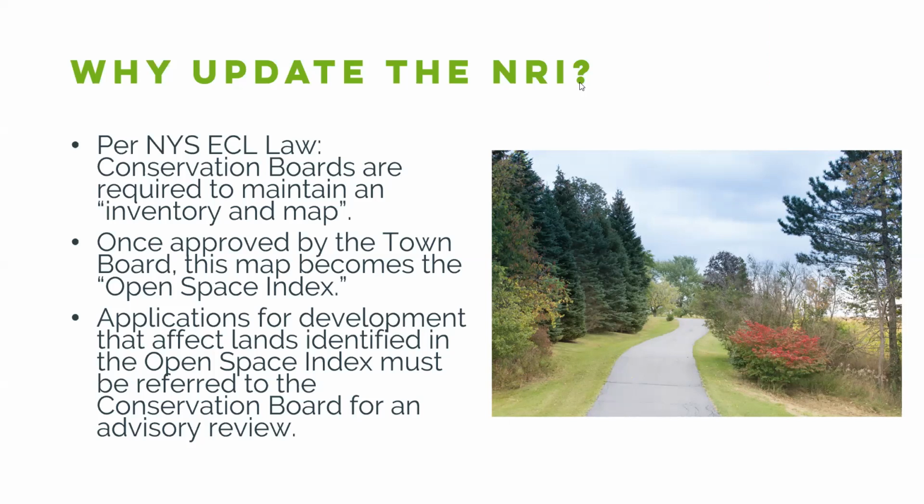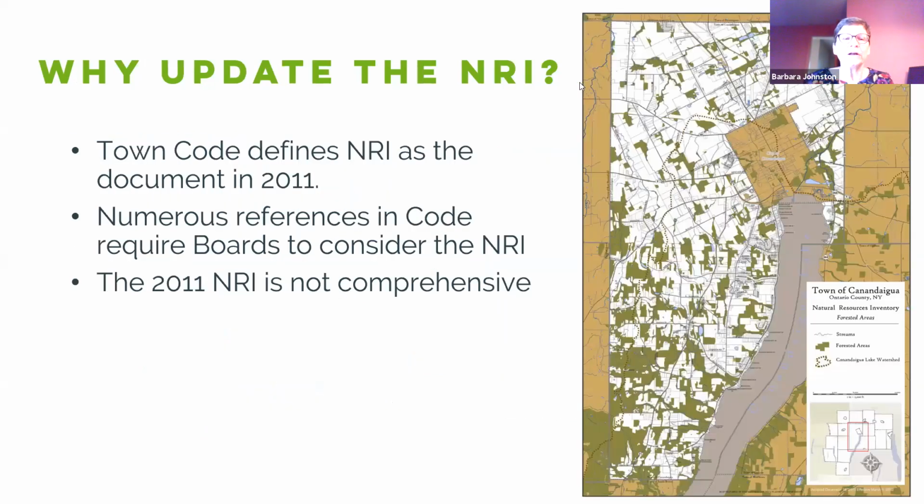When we finished the open space master plan, the maps in that plan became the open space index. These maps incorporate a lot of those. There's a new document that can be known as the natural resource inventory. Currently, the town has a natural resource inventory that's referenced and defined in the town code, and it's specifically referring to the 2011 document that included about 6 different maps. This is an example of one of them.